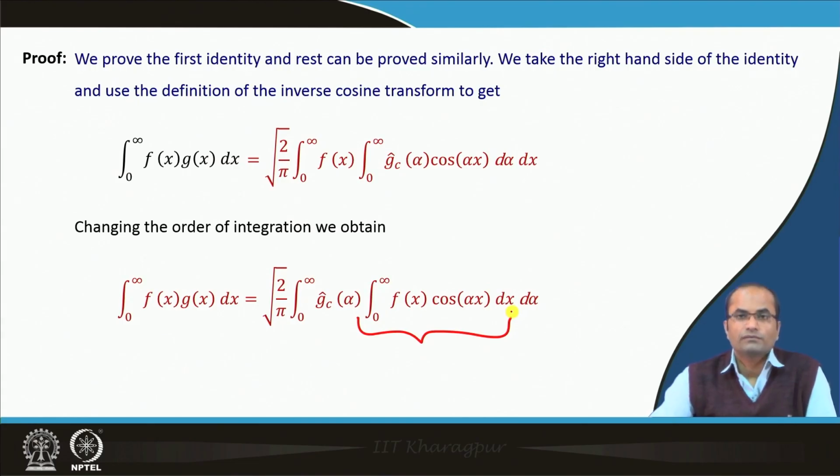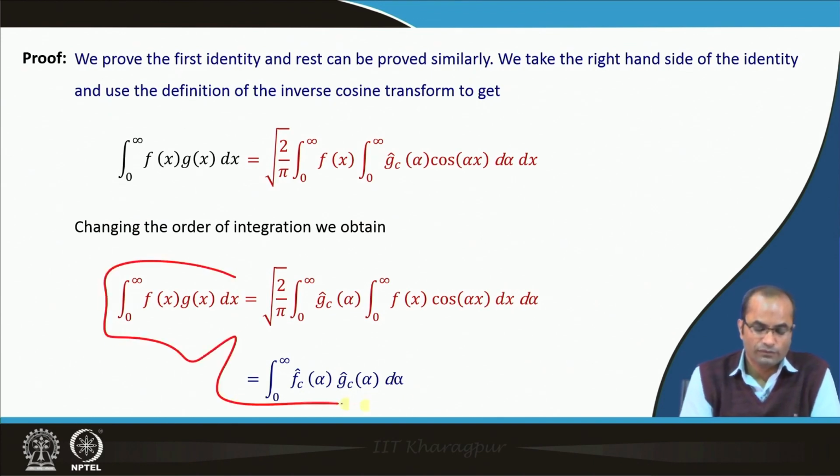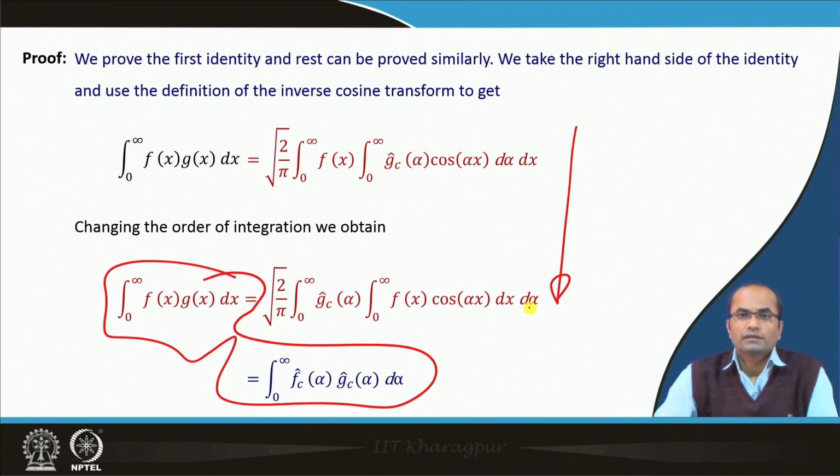cosine transform of this f, which we can denote by f c hat, and then g c hat is already there, and then we have this d alpha. So, this is how we have proved this identity for the cosine transform. By similar steps we can use for proving the identity, or the Parseval's identity, for the sine transform.